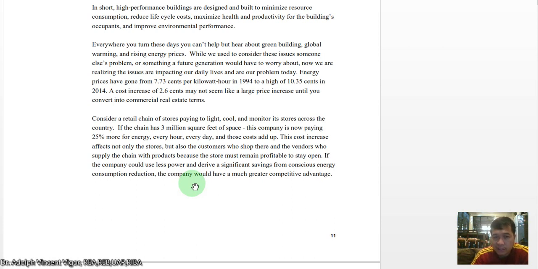This cost increase affects not only stores but also the customers who shop there and the vendors who supply the chain with products because the store remains profitable to stay open. If the company would use less power and derive a significant savings from the conscious energy consumption reduction, the company would have a much greater competitive advantage. Okay. So I think this is a good analogy, class.